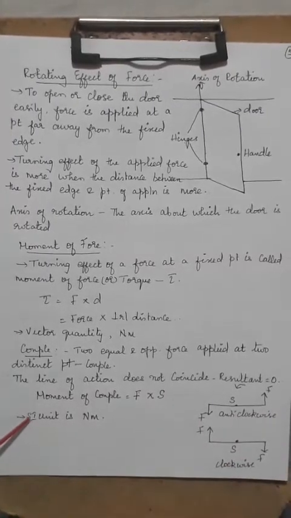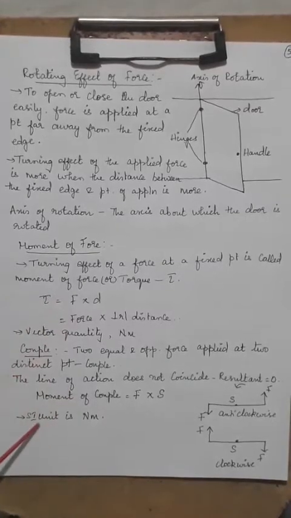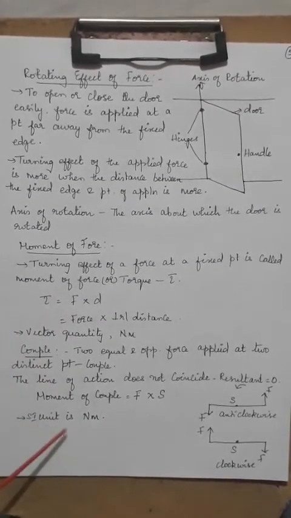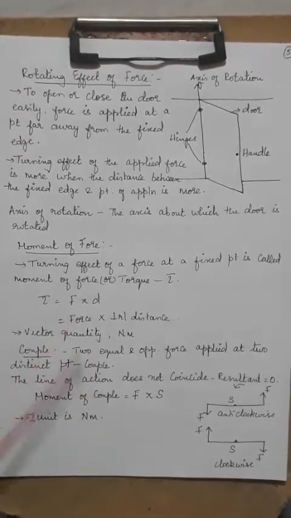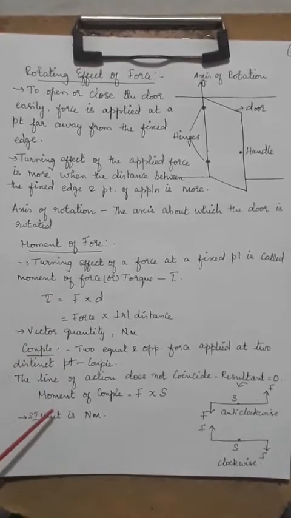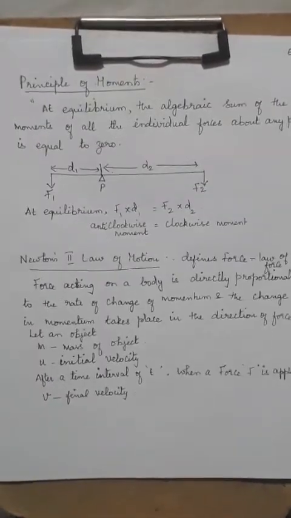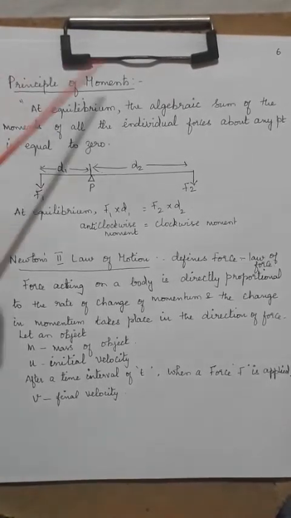Now the SI unit is the same because here it was also force into distance. Here also it is force into distance. So the SI unit is Newton into meter. Though the units are the same, they are two different quantities. Clear? Yes. So now moving on to the next one, which is called the principle of moments.